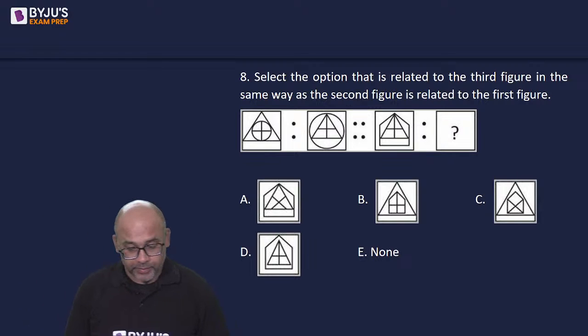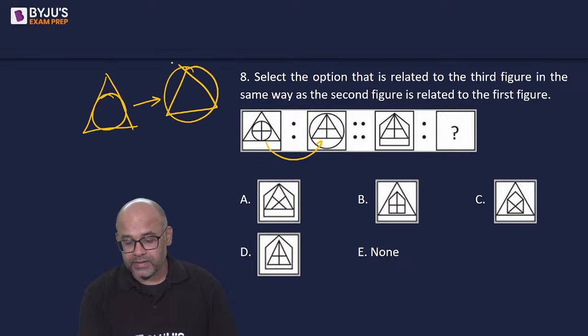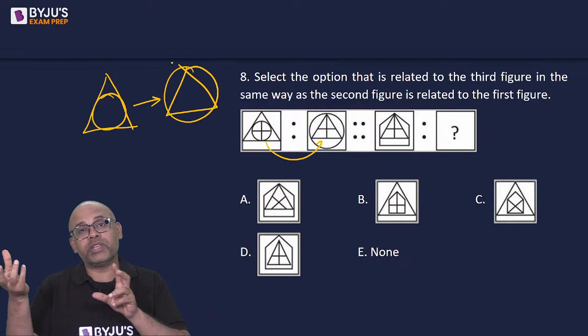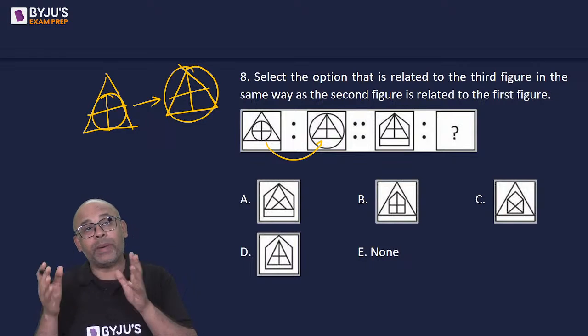Yes, I have got some correct answers. So what is happening here? When I'm moving from here to here, my circle which is outside goes inside, and the triangle which is outside has become circle outside and triangle inside. So basically outside came inside, inside came outside, and these lines remained the same. The lines did not change. So the line pattern remains the same.